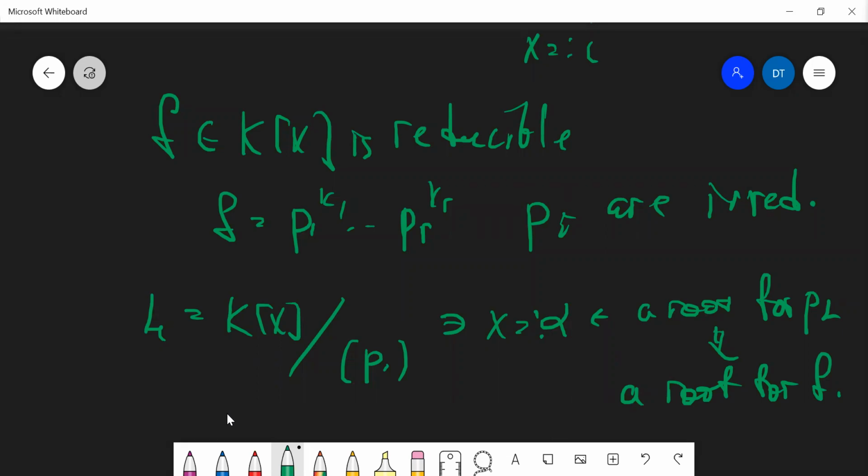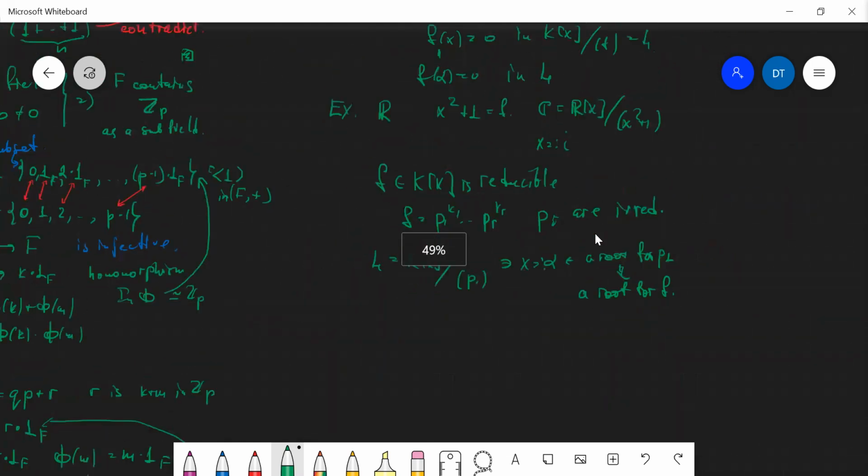Excuse me, but if we're talking about a field, the polynomial must be irreducible. How can P1 divide F? No. Here, F is reducible. So the previous case was about irreducible polynomials.